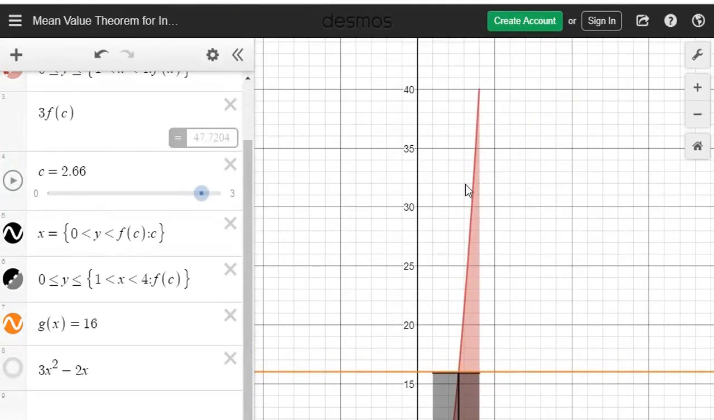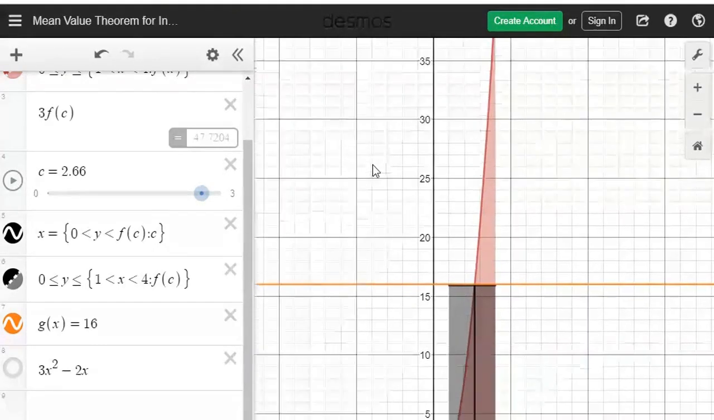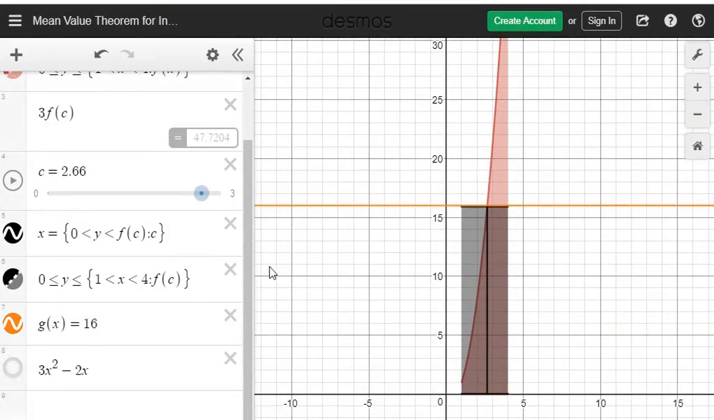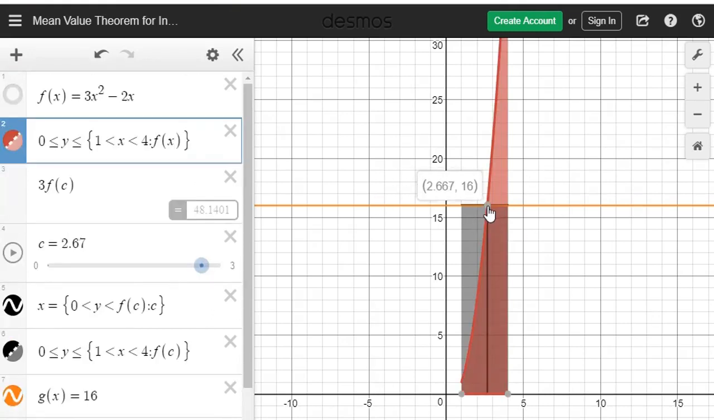So notice this actually extends all the way up to here. So I want to find the red area to be equal to the black area. And so what I do is I end up scrolling along and I find out that it occurs at 8/3, which is exactly what I thought would happen. So 8/3 comma 16 is where that happens on my graph.